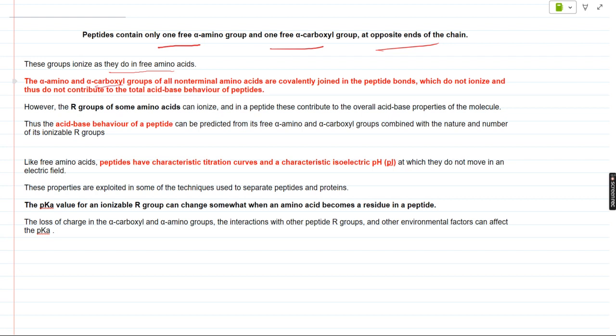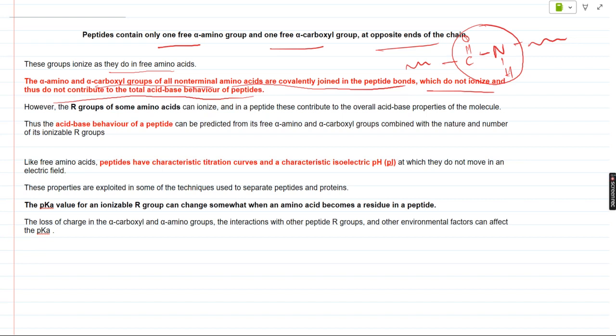The alpha amino and the alpha carboxyl groups of all non-terminal amino acids are covalently joined in the peptide bonds, and hence they do not ionize and thus do not contribute to the total acid-base behavior of the peptides. So if you see, this is the rest of the peptide, and here I have one peptide bond, CONH, and this is the rest of the peptide. These groups are linked by covalent bonds, and hence they do not participate in ionization, and do not contribute to the acid-base behavior of the peptides. These are all non-terminal because they are present somewhere in the middle. They are covalently joined in the peptide bonds and hence they do not ionize.